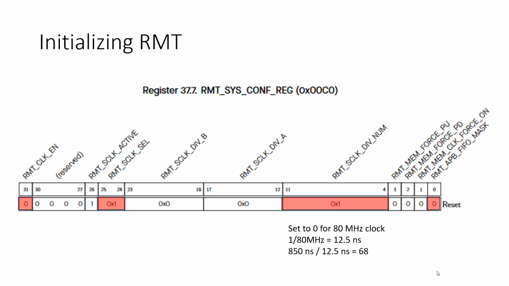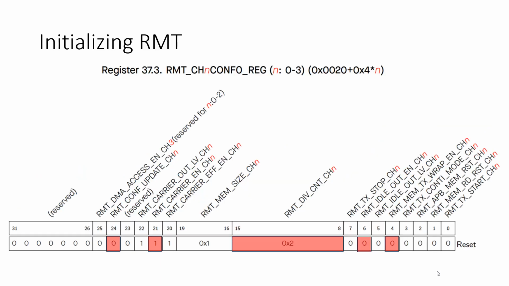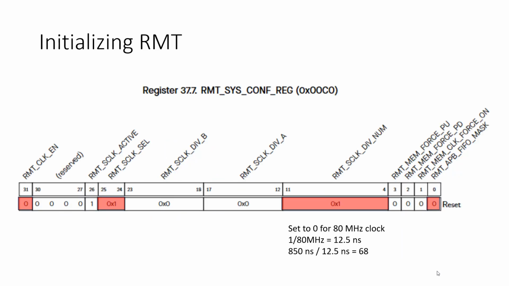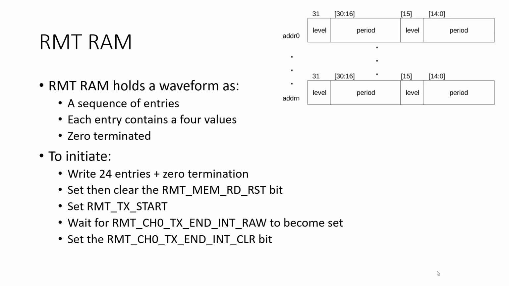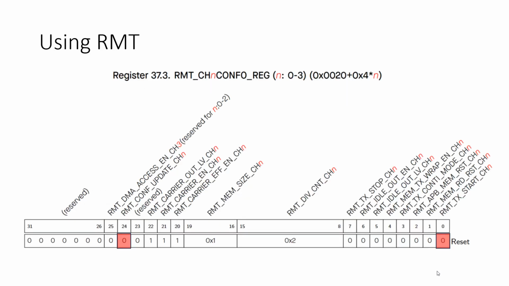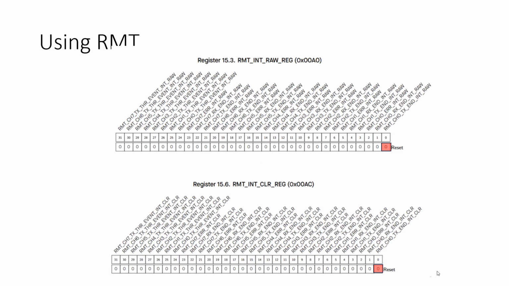Then there's this config reg. That's really the only register you use to interact with it. There's the sysconfig reg and then the config 0 reg, so there's two. Then there's the RMT RAM, and then there's that interrupt, right? So that kind of summarizes the whole thing.